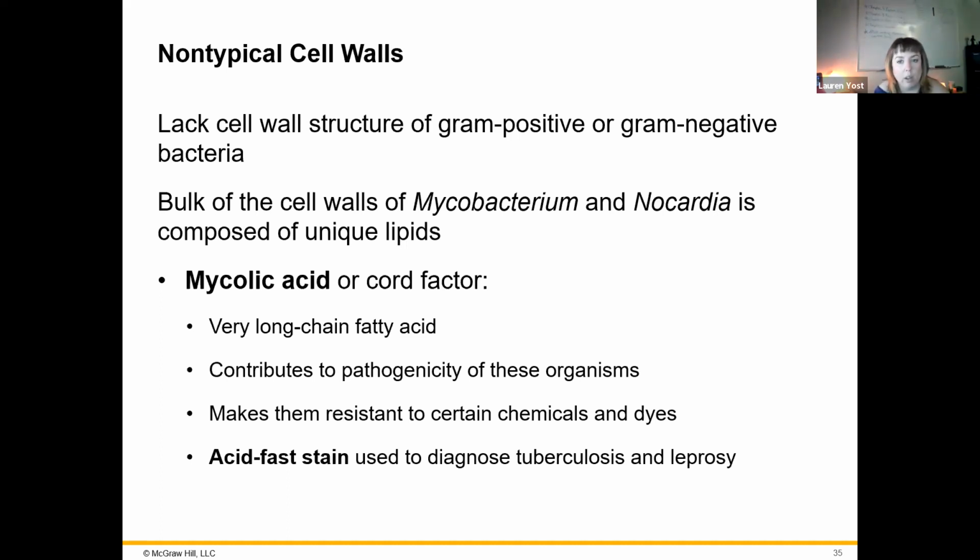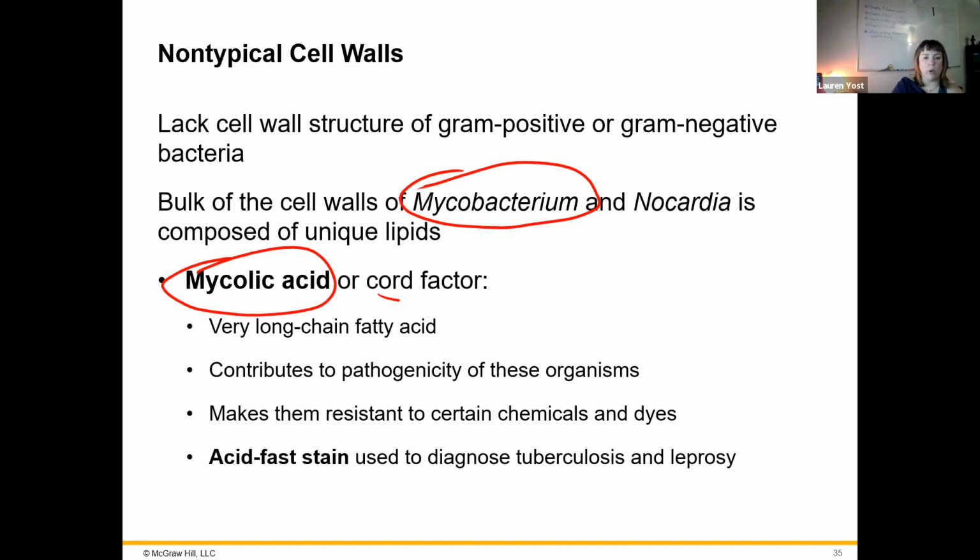So, non-typical guys, the ones that are weird from the norm. We have the acid-fast bacteria. That includes Mycobacterium and Nocardia species. I really want you to focus mostly on Mycobacterium. They contain mycolic acid, which is also known as cord factor. It's essentially a wax that makes them resistant to being killed with certain chemicals. We use the acid-fast stain to identify organisms that possess that cord factor, that mycolic acid. And that's why these are called Mycobacterium, mycolic acid.